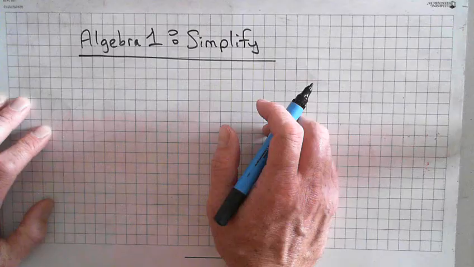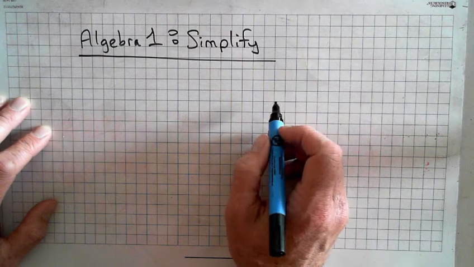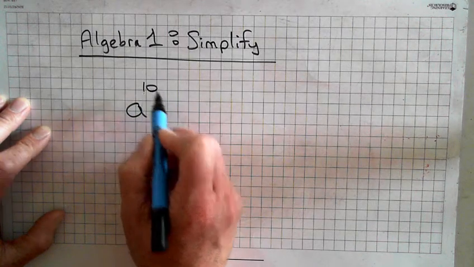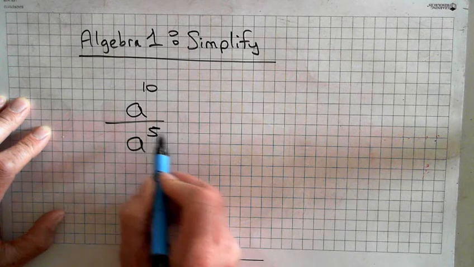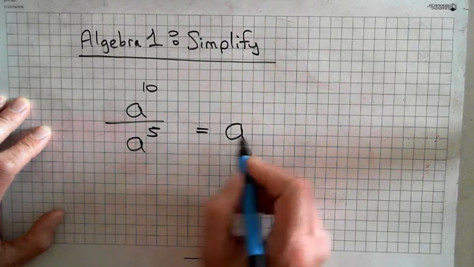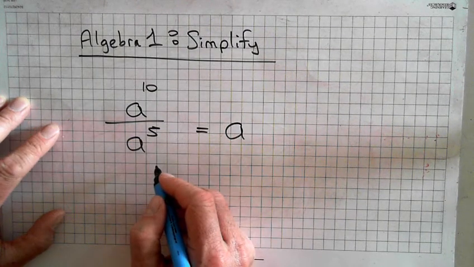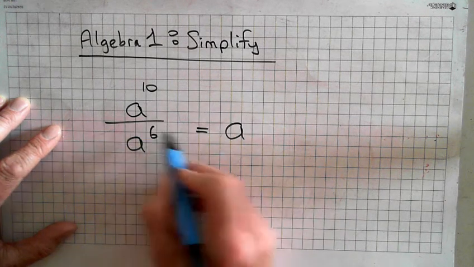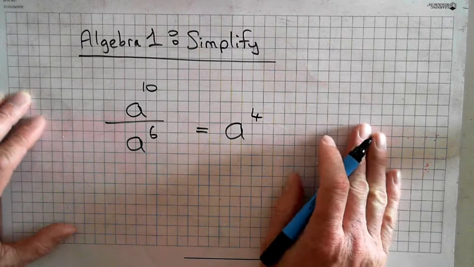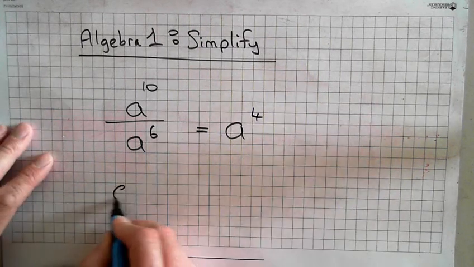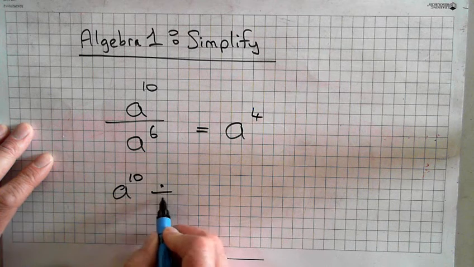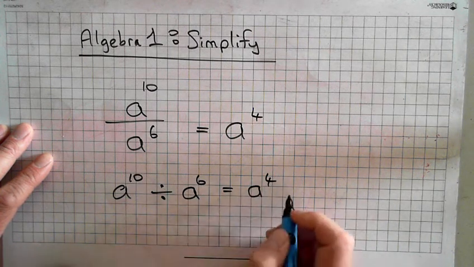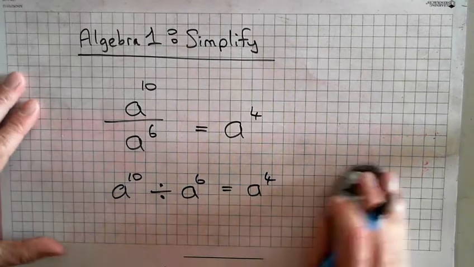Record this as well. Alright, so simplification. If I have a to the power of 10 divided by a to the power of 5, subtract the powers when dividing. So when I subtract, I'll use a different example. A to the power of 10 divided by a to the power of 6, the answer is a to the power of 4. It can also be written like this: a to the power of 10 divided by a to the power of 6 is equal to a to the power of 4. Okay.